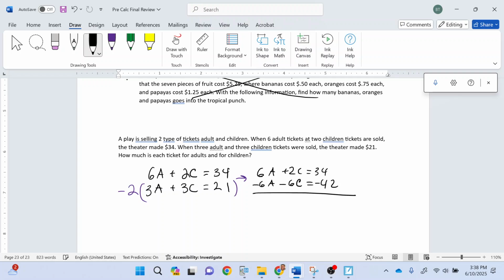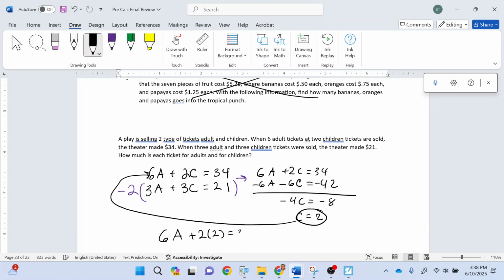Add that vertically, adults cancel out, which is good for me. Negative 4 children equals negative 8. So then children is going to be $2 a piece. Then I could take children and plug it into either equation. I'll plug it into the top. So 6a plus 2 times 2 equals 34. So 6a equals 30, a equals 5. So adults cost $5 and children cost $2.